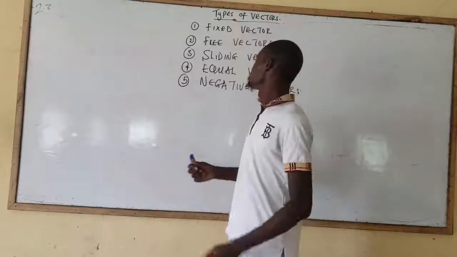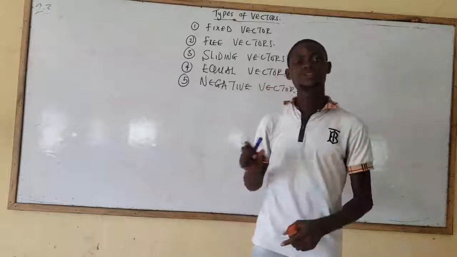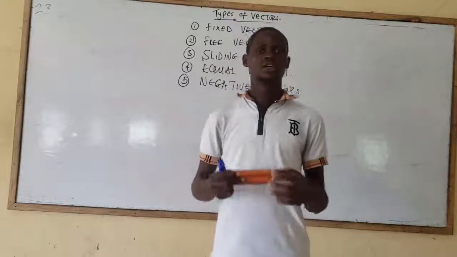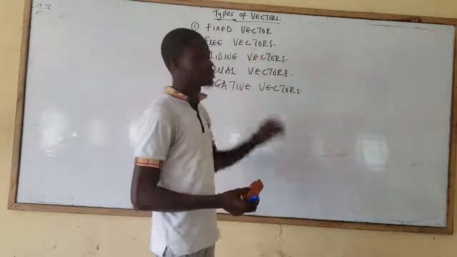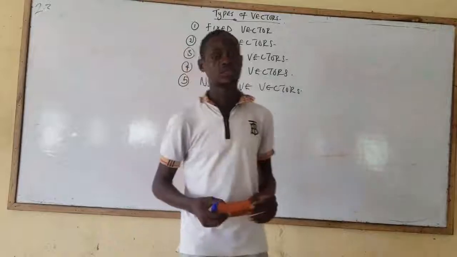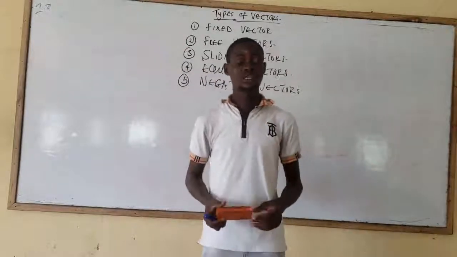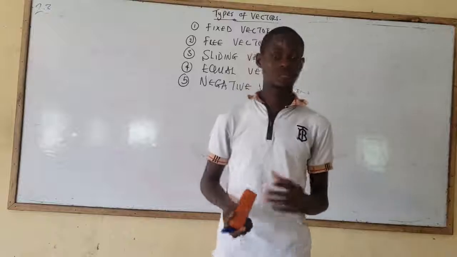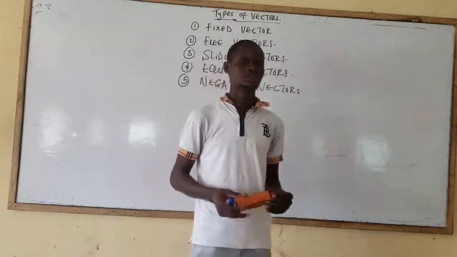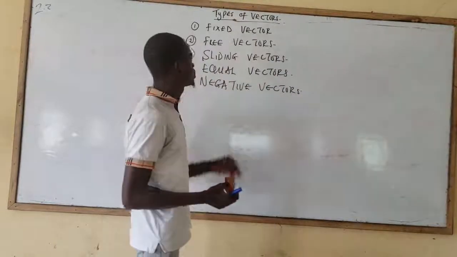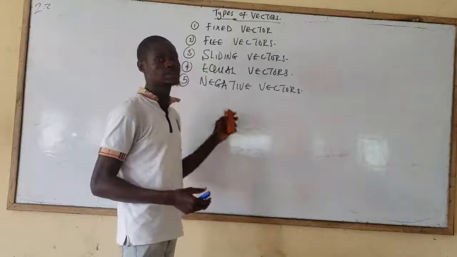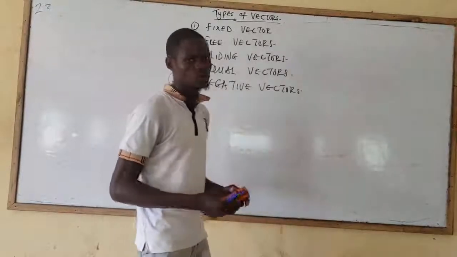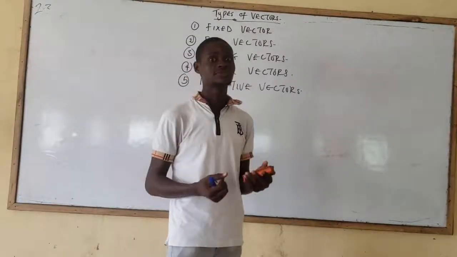Today we are going to be looking at types of vectors. Before I move on to the types of vectors that we have, I will need to explain to you what we call a vector. In my last video, we talked more about different examples of vectors and scalar quantities. Vector quantities, we said, are quantities that require magnitude and direction. Today we'll be looking at what a fixed vector is and the types of vector, and also how we represent a vector.